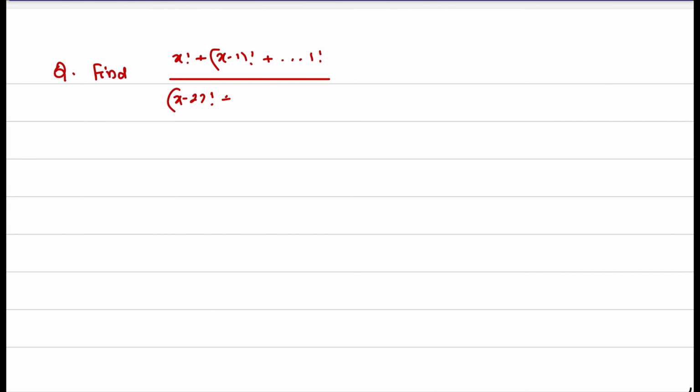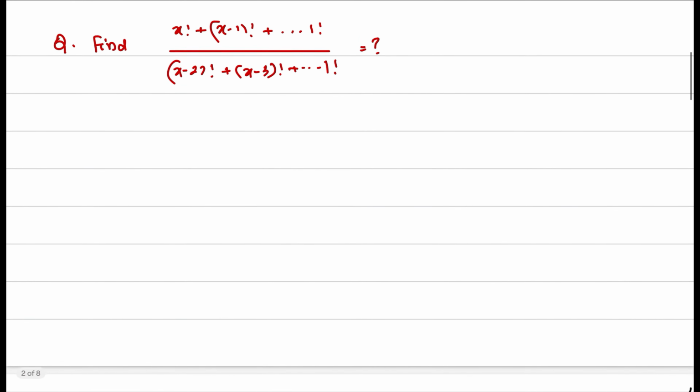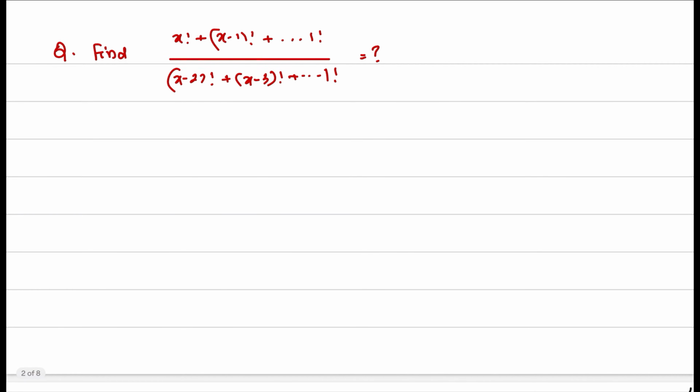What is the question given? The question is to find factorial x plus factorial x minus 1 up to factorial 1, whole divided by factorial x minus 2 plus factorial x minus 3 plus up to factorial 1, is equal to how much? Here the value of x is arbitrary. Please try to understand. What is the answer we are going to get? Let us try to solve it.